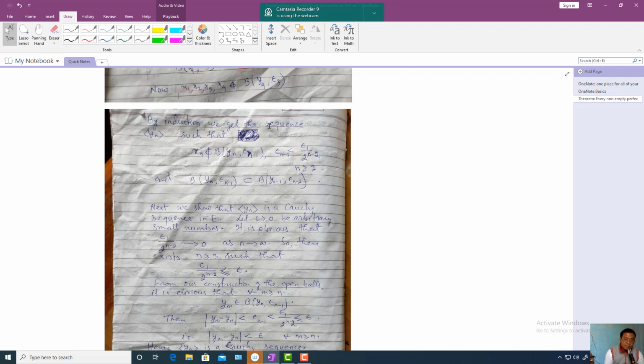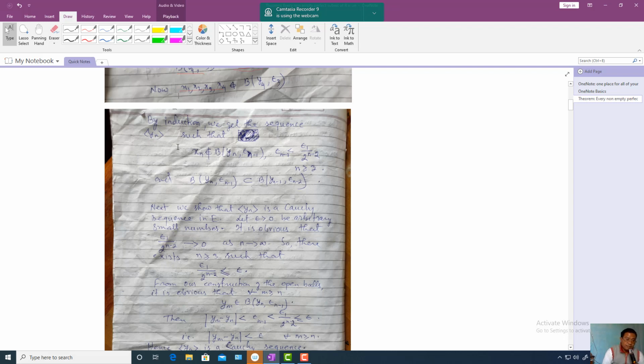So how do we construct the open balls? The first open ball contains the second open ball, the second open ball contains the third open ball, the third open ball contains the fourth open ball, like this. Okay, so the center of each open ball is a member of the new sequence. This is how we construct the sequence and the open balls. All right, so by induction we will get the sequence yn.